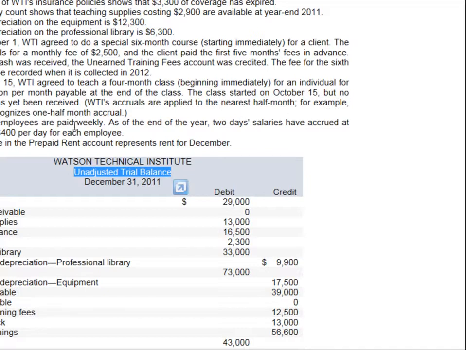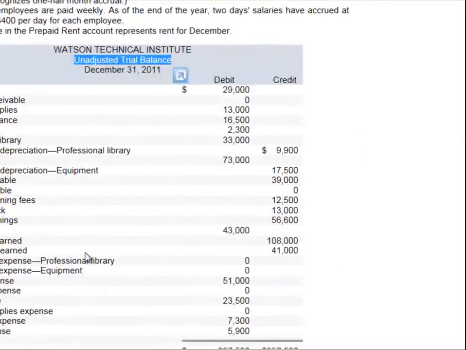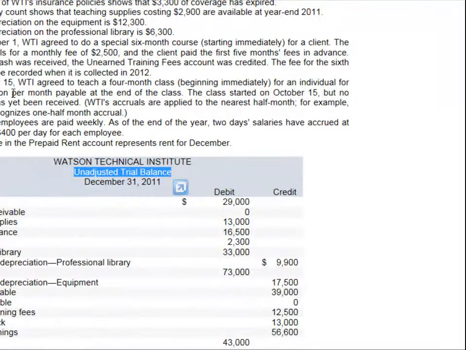And they give you a hint. That means October recognizes 1/2 month accrual. So this is an accrued revenue type entry. We need to accrue this revenue. We need to accrue half of October, all of November, and all of December. So it's $3,300 per month times 2.5 months. Gives us $8,250. We're debiting accounts receivable because we're going to be receiving it in the future, and we're crediting tuition fees earned. Now, the key thing here is they call this tuition, where they call this other one training fees. So make sure to pull down the right account.